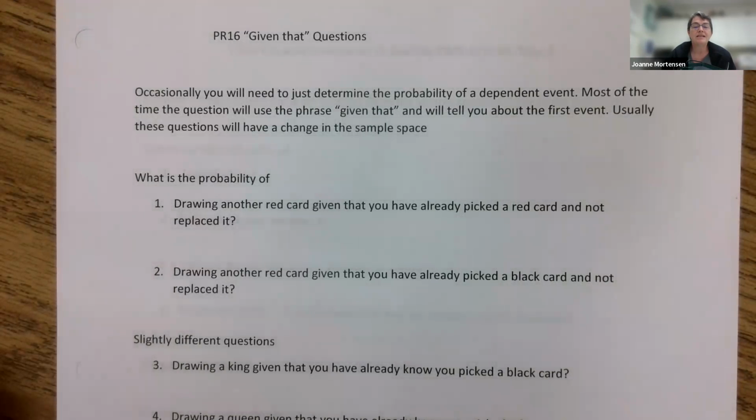So occasionally we'll need to just determine the probability of a dependent event. Most of the time the questions use that phrase and they tell you what the first event is. And 90% of the time, it has to do with, pay attention to your sample space. Normally what happens in these questions is the number you have to choose from is being reduced.